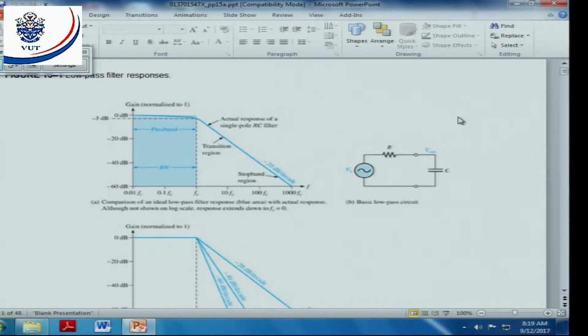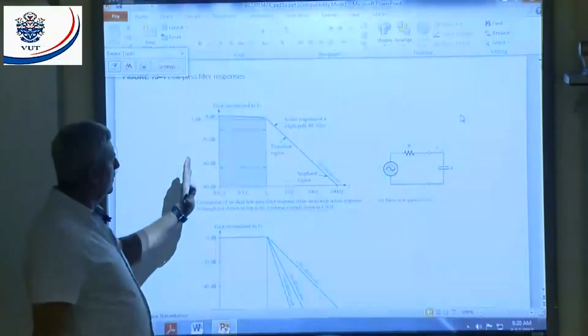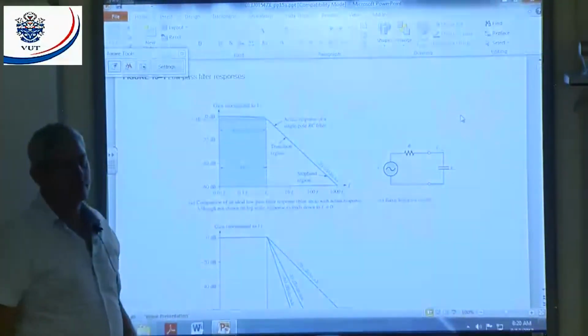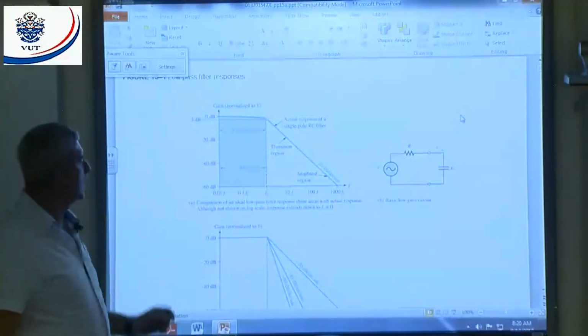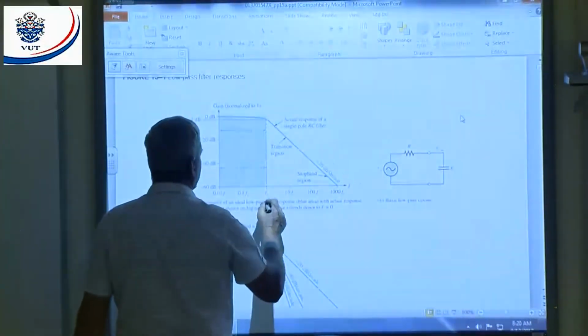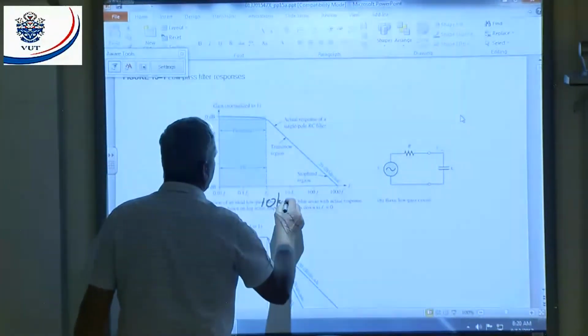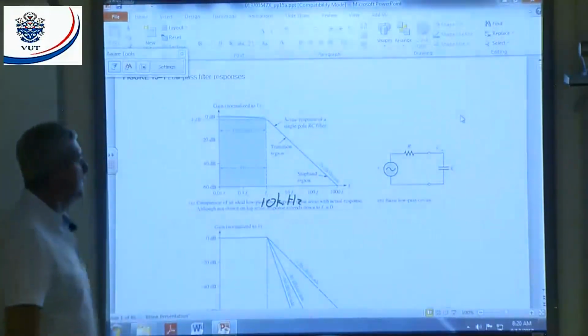Alright, let's have a look. Here is the response of a low-pass filter. A low-pass filter passes low frequencies and attenuates high frequencies. Let's assume, let's make this FC, for example, 10 kilohertz. Let's say my critical frequency here is equal to 10 kilohertz. All right, that is my critical frequency.